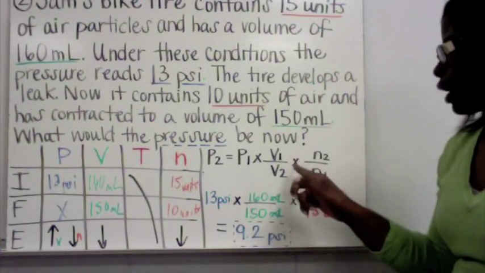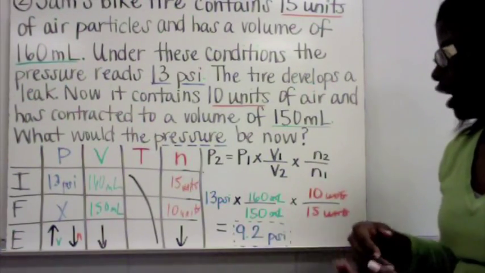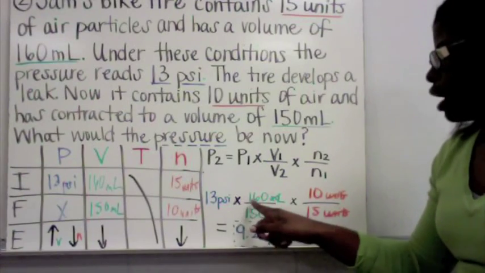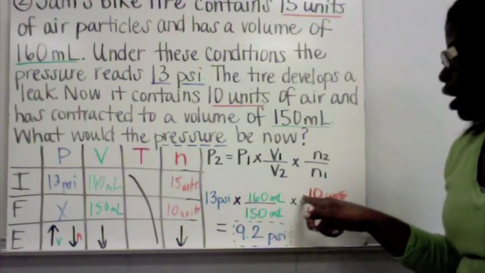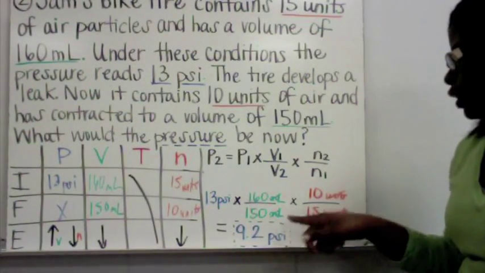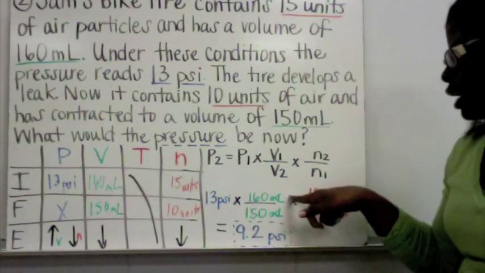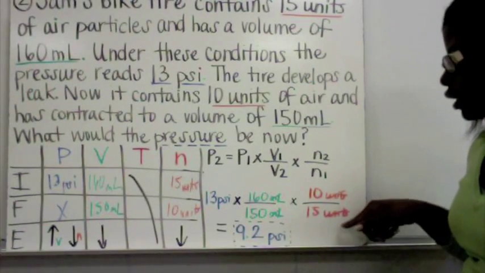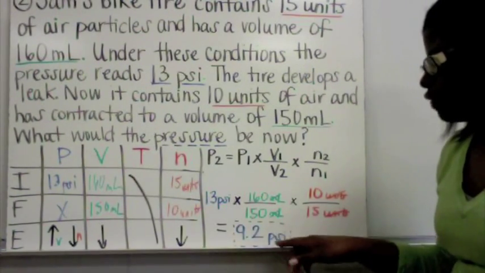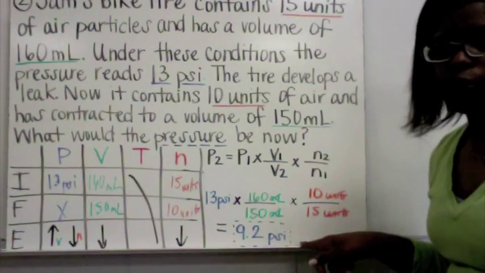We're going to multiply across the top, multiply the bottom, and divide. So 13 psi multiplied by 160 milliliters multiplied by 10 units, and then we have 150 milliliters and 15 units here. Milliliters is going to cancel. Units are going to cancel. So when you multiply across and divide, you're going to end up with 9.2 psi.